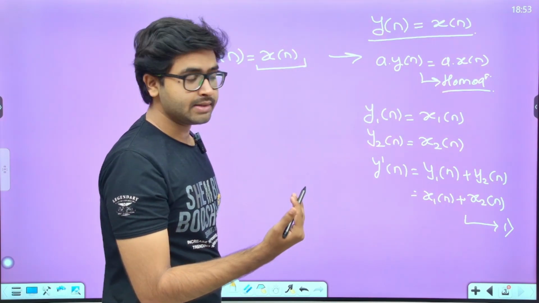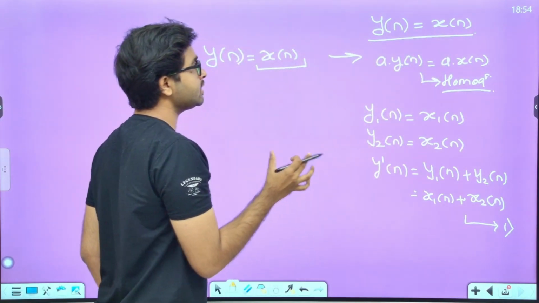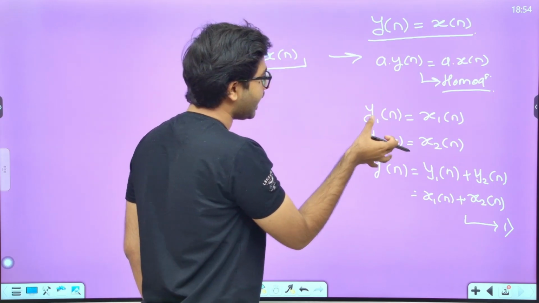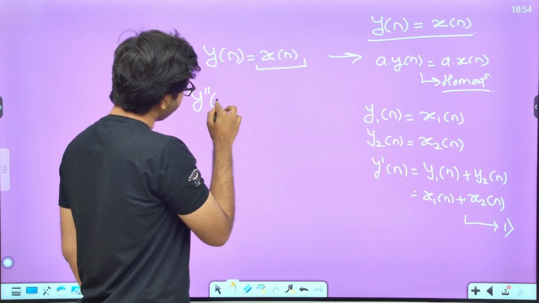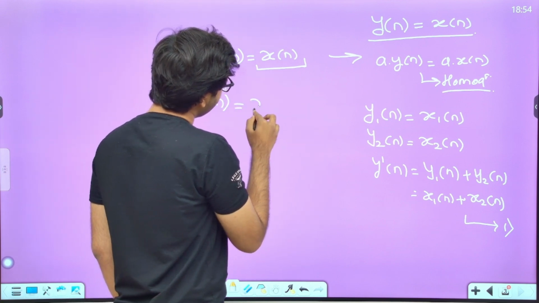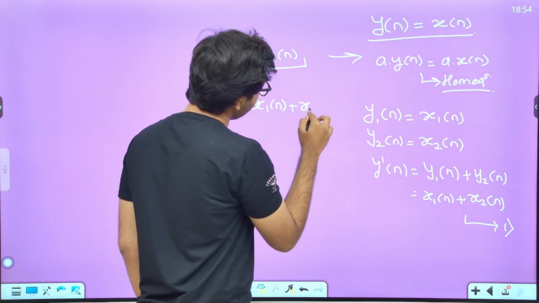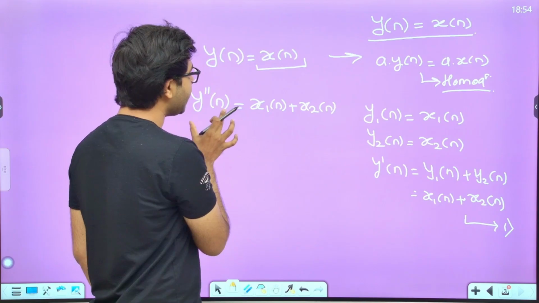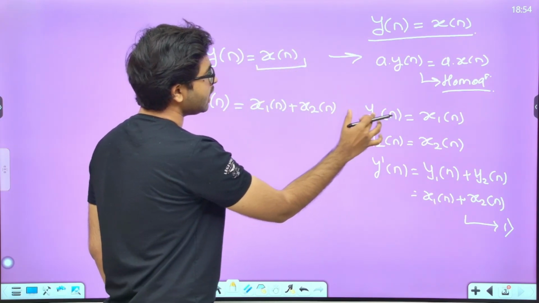x of n is given. Now we have changed the output, and now we will change the input. Now x of n is considered. As we are checking the addition property, what will we do? The y double dash of n will be x1 of n plus x2 of n. So this is the y double dash of n. We have changed the input here, and we have changed the output here.